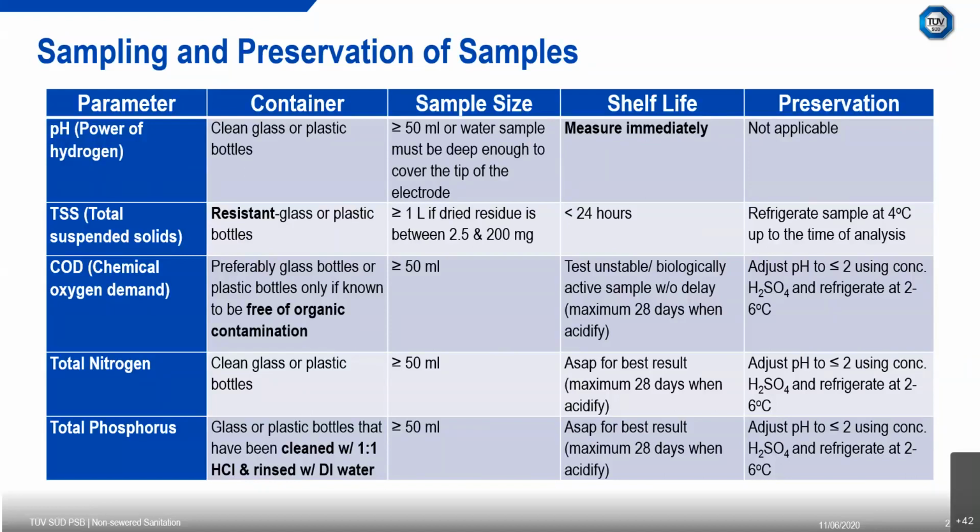And for the shelf life and preservation, as pH quickly changes with time, it should be measured immediately, and preservation is not possible. TSS can be refrigerated and must be analyzed within 24 hours. And for COD, total nitrogen, and total phosphorus, it is still best to analyze them as soon as possible for best results. But if the situation does not permit, they can be kept for 28 days, adjusting the pH to less than or equal to 2 and refrigerating between 2 to 6 degrees Celsius.